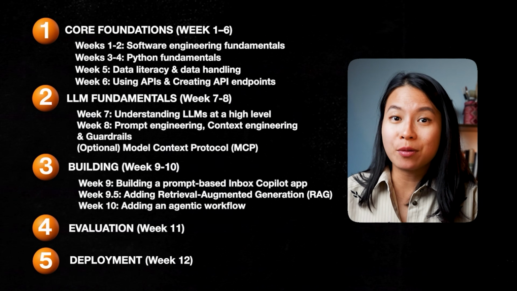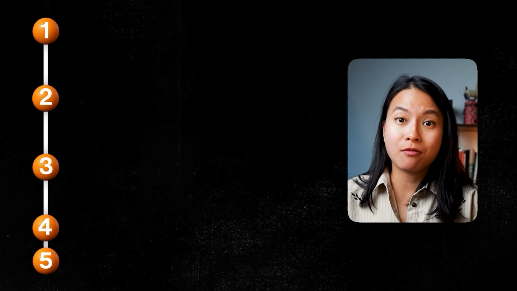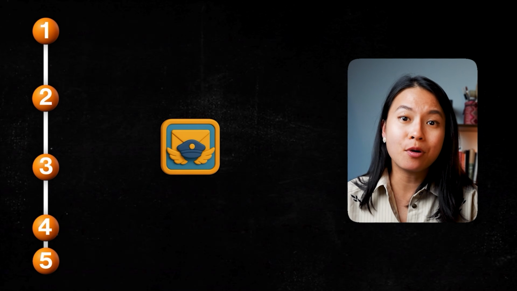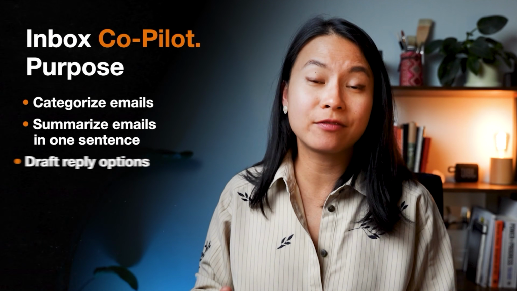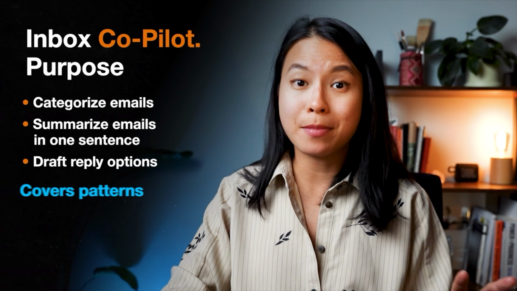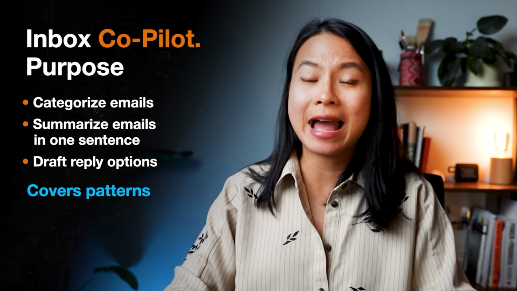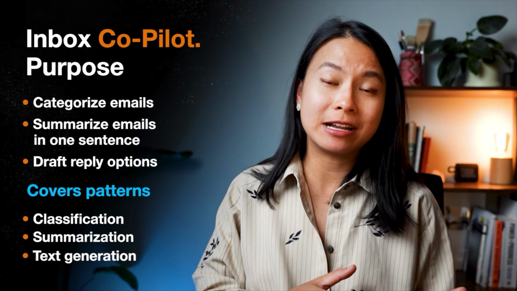To make this whole roadmap relatable and easier to understand, we anchor everything around a running example, a simple app called Inbox Copilot. This app will help categorize emails into different categories, summarize the emails, and then draft some reply options. It's a realistic example that covers a bunch of common patterns with AI apps like classification, summarization, and text generation. And you'll be able to adapt the same ideas to your own use case later.